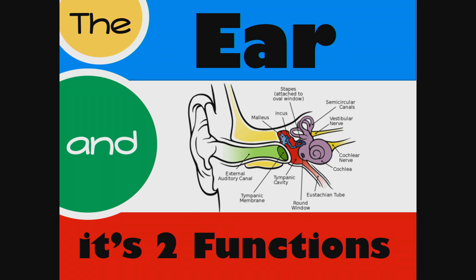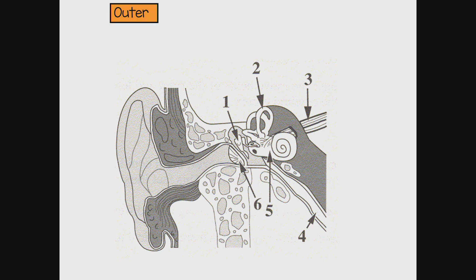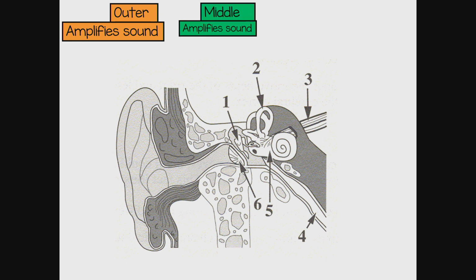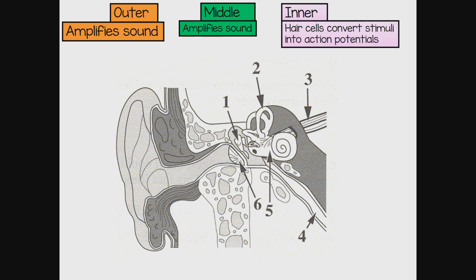Let's talk about the ear and its two functions. Let's talk about the parts first. The ear is divided into three parts. The outer part amplifies sound, which means it makes it bigger. The middle has the same function. It also amplifies sound. And then the inner ear is where hair cells convert stimuli into action potentials.